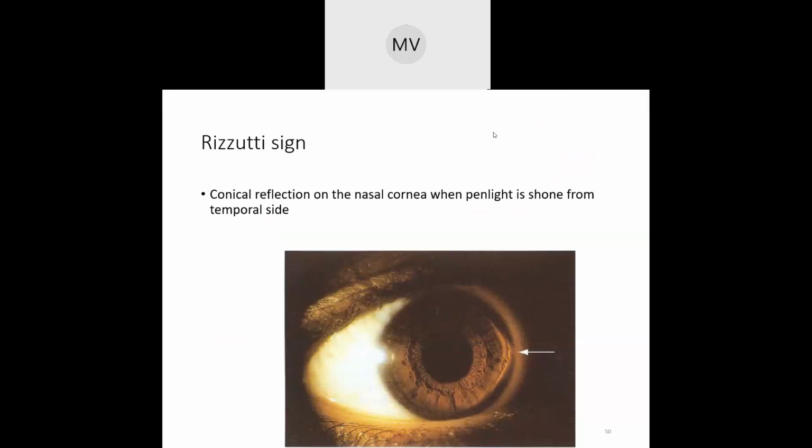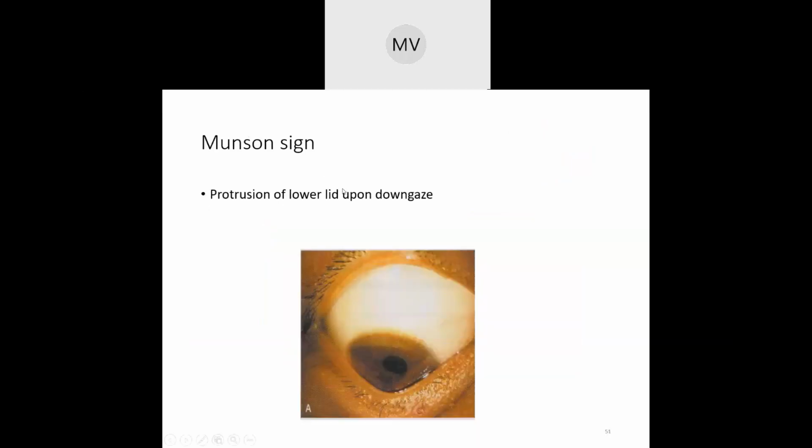The next sign we can observe is Munson sign. Protrusion of lower lid upon down gaze. So if we tell the patient to look down, we'll be able to observe the lower lid margin appears as a conical shape.